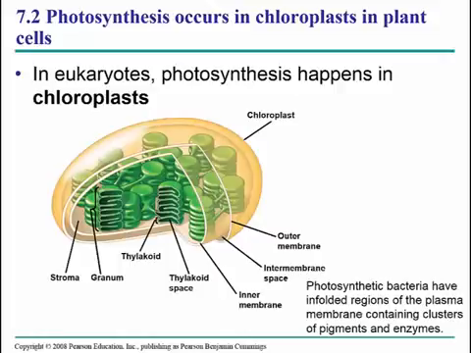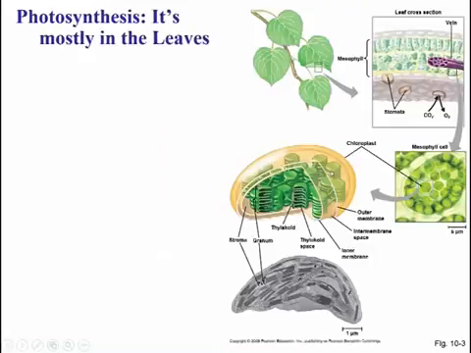Just as an interesting note, photosynthetic bacteria, or prokaryotes that are photosynthetic, have infolded regions in their plasma membrane, so they can sort of duplicate this folded membranous structure with their plasma membranes. And it's in those infolded regions that you have the pigments and the enzymes for photosynthesis. So remember, we're here in the chloroplast.